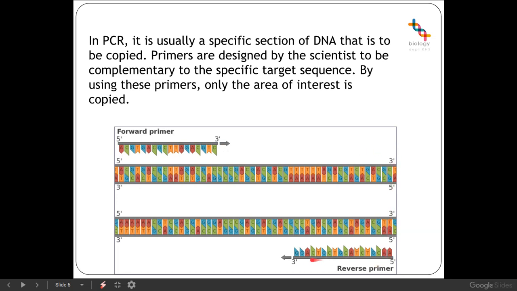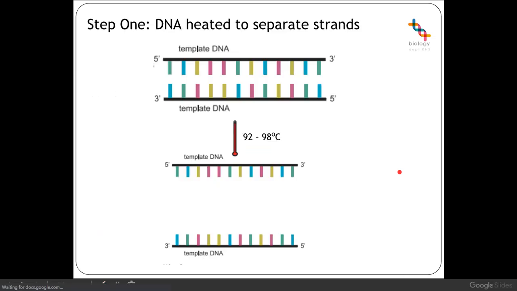Similarly, if we've got our reverse primer here, it's been attached to this top strand, when those ones are separated, our DNA polymerase will be able to come along and add more nucleotides along here. And those primers, because they're specific to that particular area, just means that we only need to copy that bit of DNA. We're not going to copy the whole molecule.